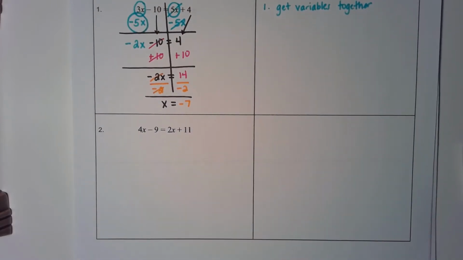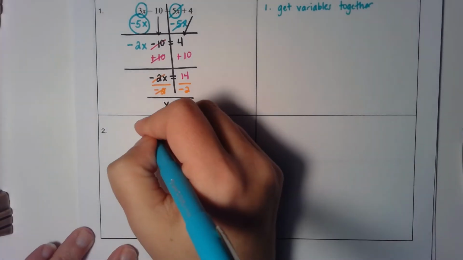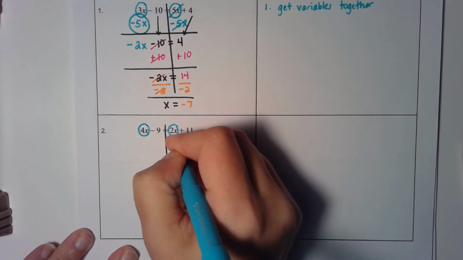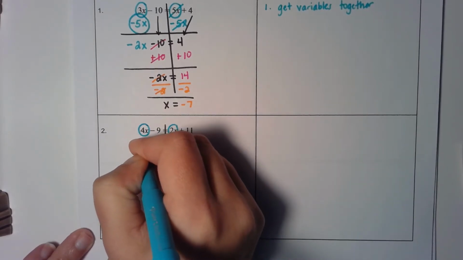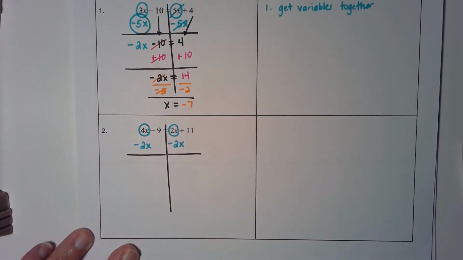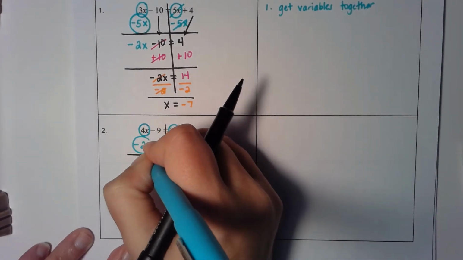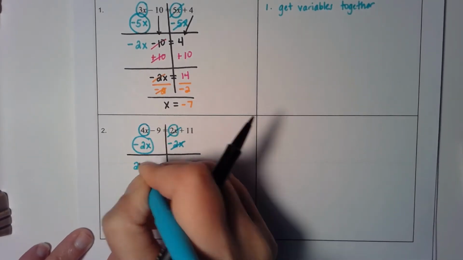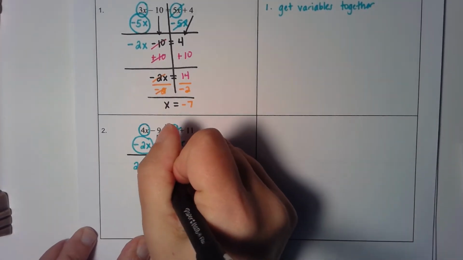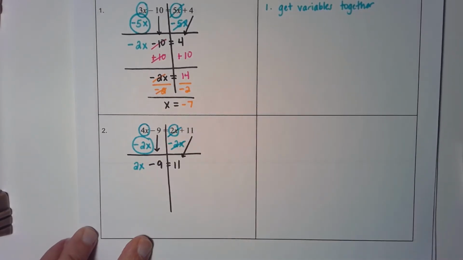Let's try another example. So in problem number 2, we're going to start by getting the variables together because there's an x on the left and an x on the right. So to do that, I'm going to start by subtracting 2x on both sides. Now, when I do that, the 2x's cancel on the right, and the 4x minus 2x combine to give me 2x, because 4 minus 2 is 2. Then I'm going to drop down the minus 9 and the positive 11. Now I'm going to solve like normal.